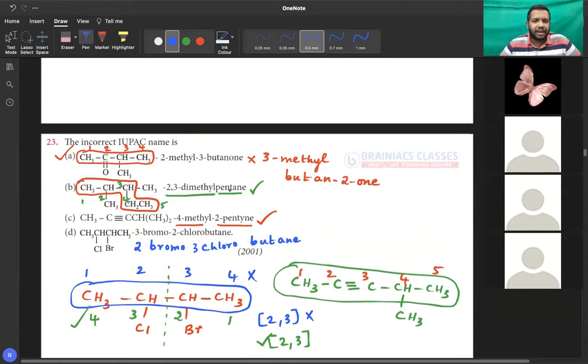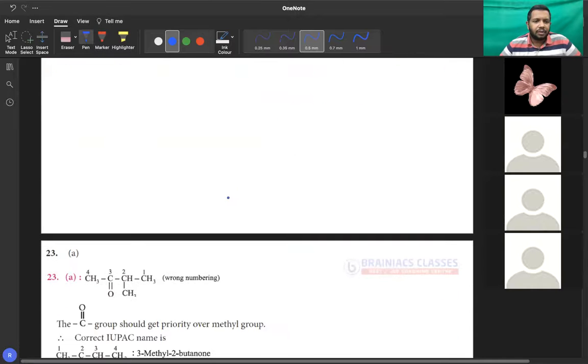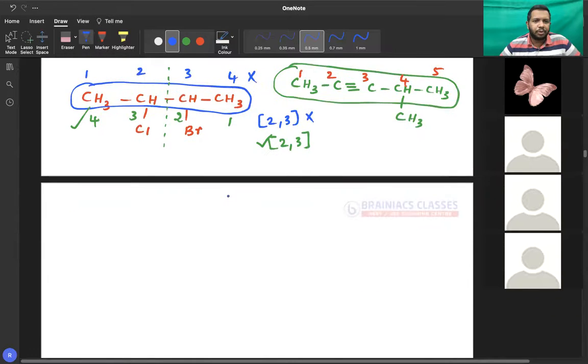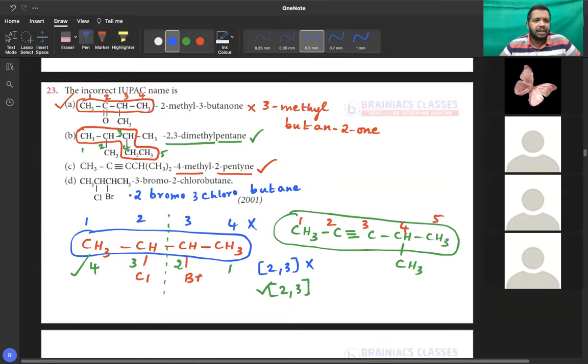So let's check out the answer for this question. They have given option A as the wrong numbering. We have also identified that, but option D is also wrong, because option D should be 2 bromo and 3 chloro, because alphabetically bromine will come first. So that should be the correct way of numbering when you have a symmetrical compound. So I am correcting this one. Please make this as 2 bromo itself, and this is 3 chloro. Then we can say this is the correct one.